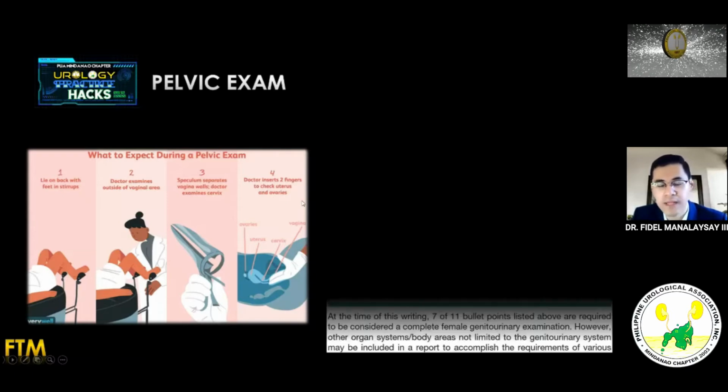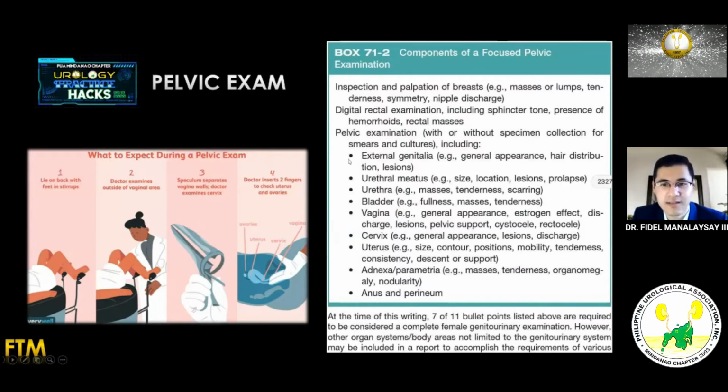So according to Campbell, the components of a focused pelvic exam are the following. Start with breast exam, digital rectal exam, pelvic exam proper, which includes extragenitalia, urethral meatus, urethra, bladder, vagina, cervix, uterus, adnexa and or parametria, anus, and perineum. According to this table, 7 out of 11 bullets listed are required to consider a complete female genitourinary examination.